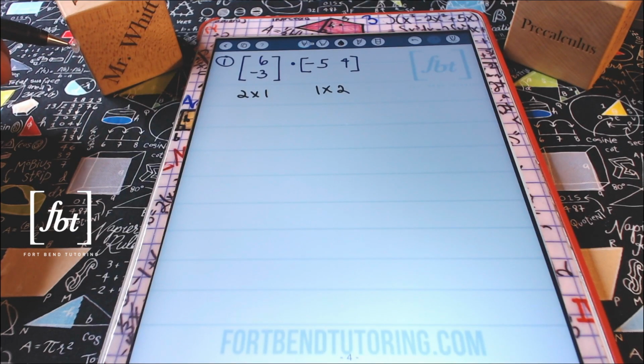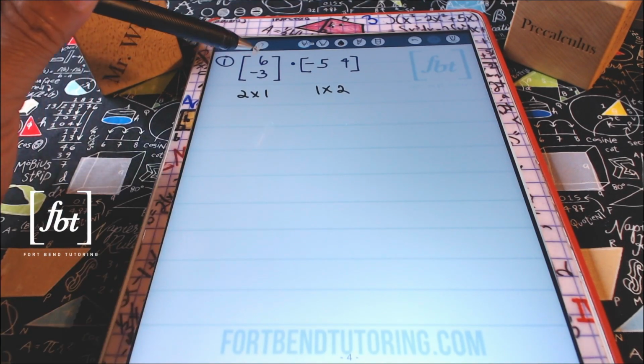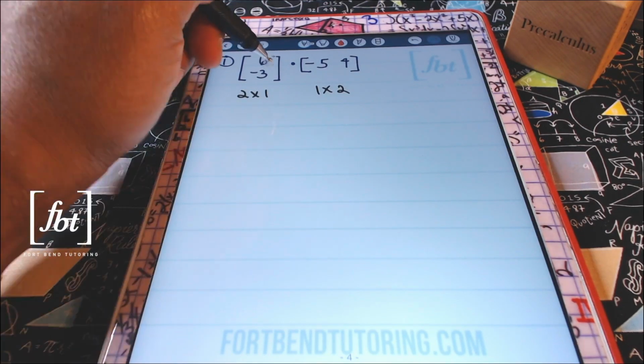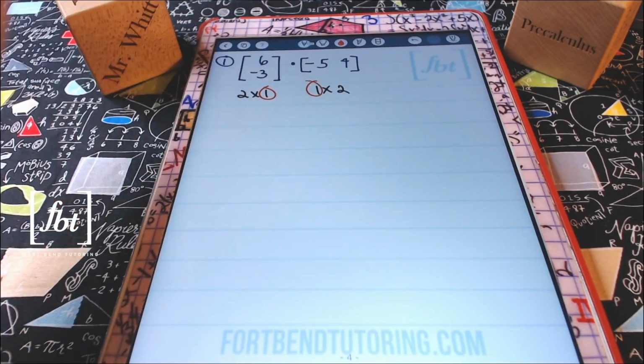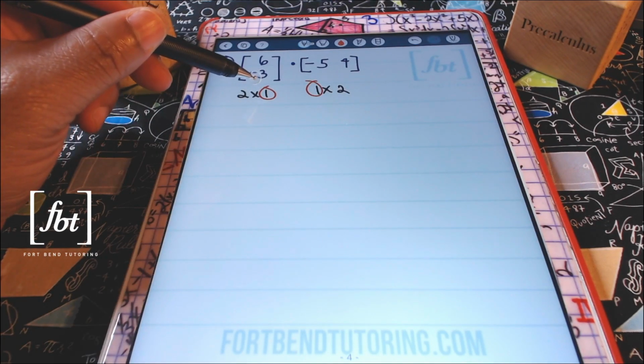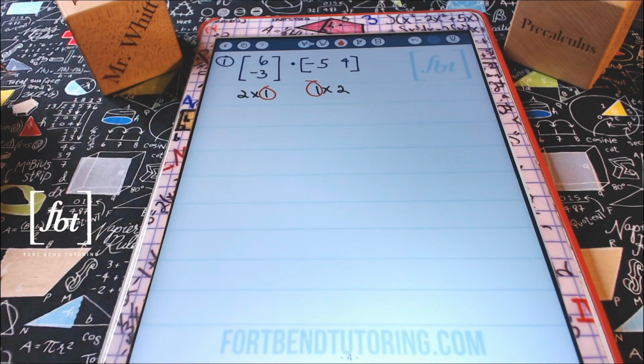So what we want to identify is whether or not the inside values match. And lo and behold, they do, because they're both 1. See, the columns of the first matrix is 1 and the rows of the second matrix is 1.